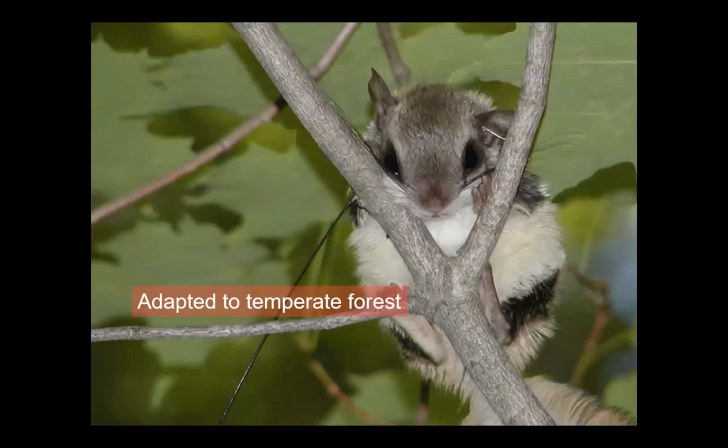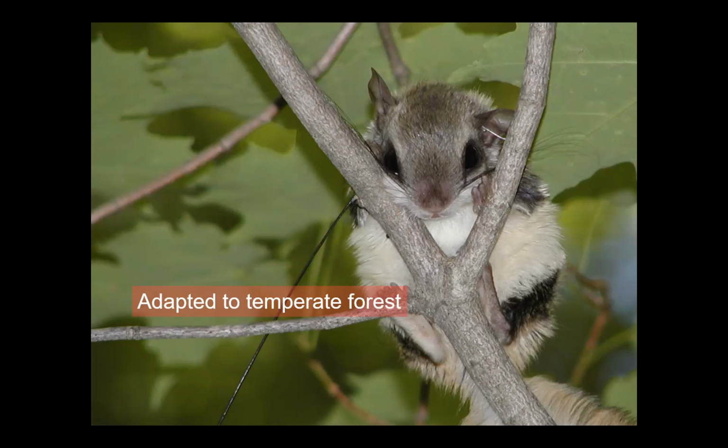These two species evolved in separate refugia. They were isolated from one another by glaciers, right, during the last ice age. The northern flying squirrel was sort of on the northern side of the glaciers, and the southern flying squirrel evolved in southeast United States in a different refugia. So they evolved in isolation from one another.